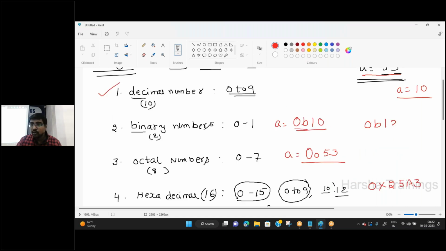That is not only for this one, it is for all the cases. Suppose 0b120. This is not a binary number. Why? Here we are using the digit 2. Now, got the clear idea? Decimal number, binary number, octal number, hexadecimal number.